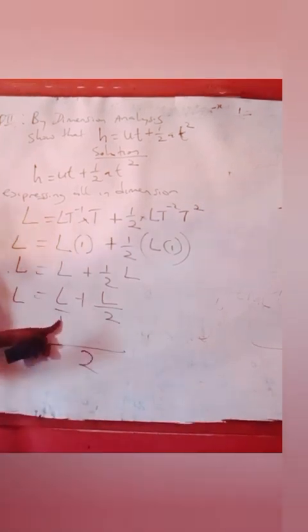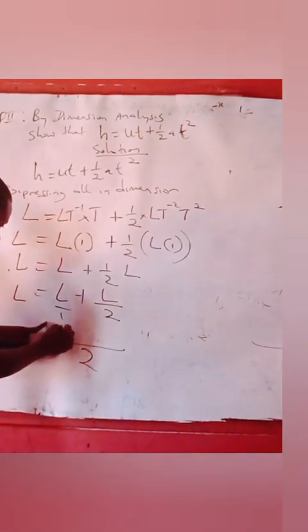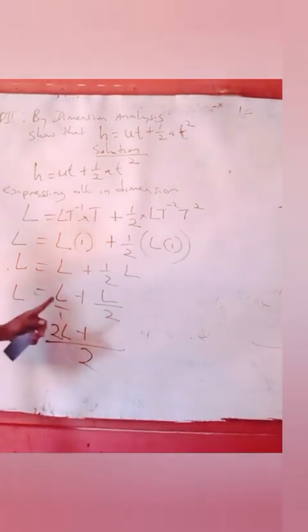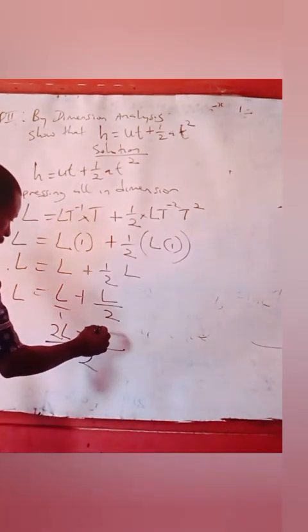Expressing this fraction, if we express this fraction, this is just like over 1. The LCM of 2 and 1 will give me 2. 2 divides 1 will give 2. 2 times L is 2L, plus 2 divides 2 will give me 1. 1 times L will give me L.